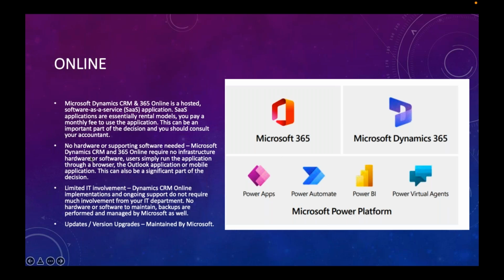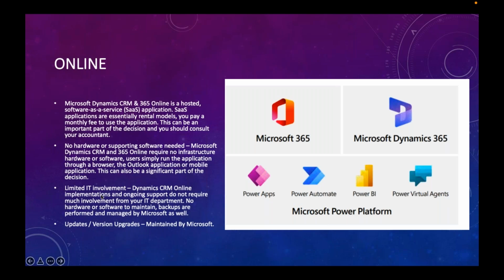Microsoft Dynamics CRM 365 online requires no infrastructure, hardware or software. That means we no need to worry about any kind of infrastructure that they are using, or what kind of software or hardware we need. There is nothing to worry about if you go for online. And users simply run the application through a browser. This Microsoft Dynamics 365 product can be accessed in multiple ways. As I said yesterday, we can access it through the web, through Outlook, and even through the mobile application. That is the point I have mentioned here.